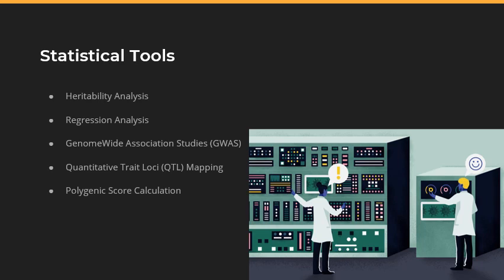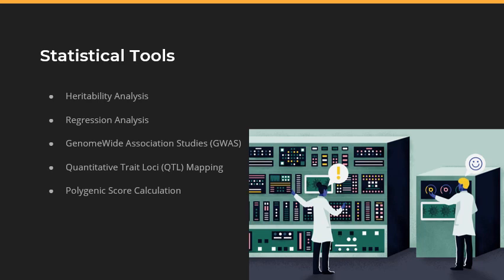We have heritability analysis, which is a fundamental concept in quantitative genetics. It quantifies the proportion of the variation in a trait that can be attributed to genetic factors. To estimate the heritability, we use tools like twin studies, family studies, and statistical models. This helps us understand how much of a trait's variation is due to genetic inheritance.